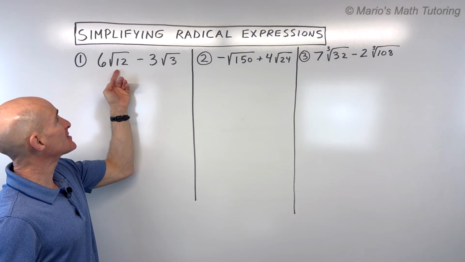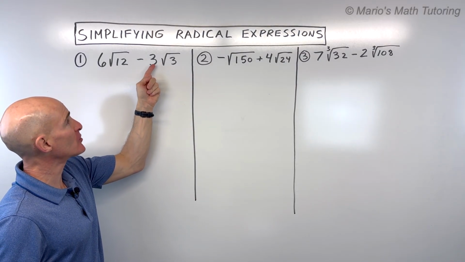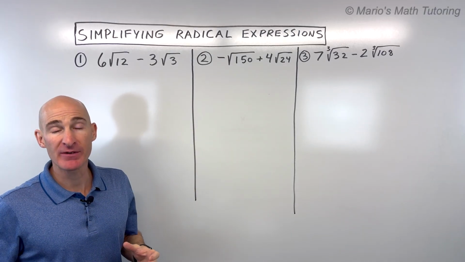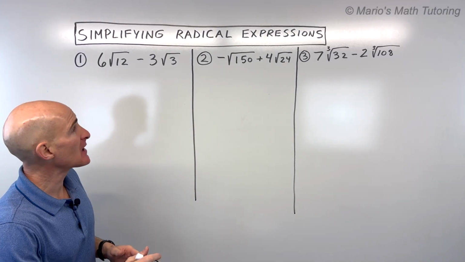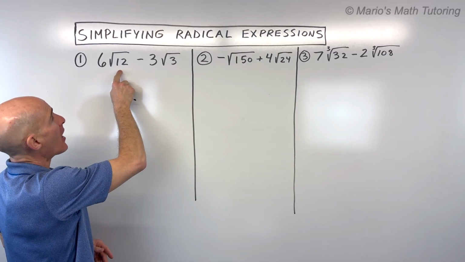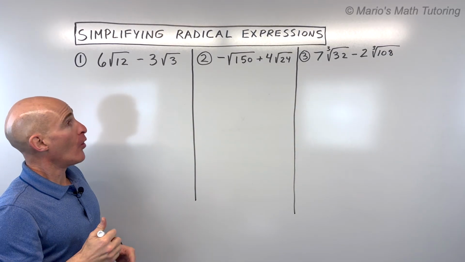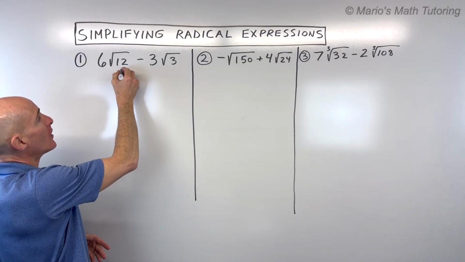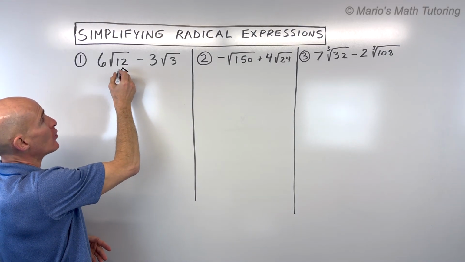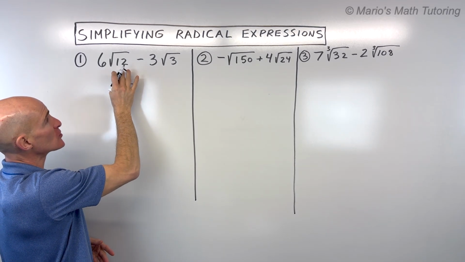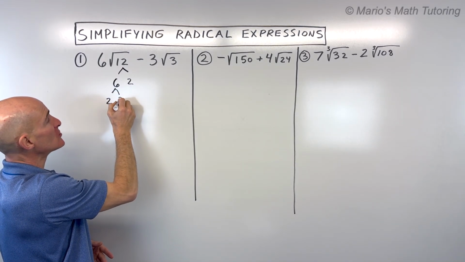We've got 6 square root of 12 minus 3 square root of 3. We want to combine these or simplify them as much as possible. So the first thing I want to do is look at, are there perfect squares that I can divide out of 12? Or another option is you can do a prime factorization tree. You could say, well, what is 12 made up of? Well, it's made up of 6 times 2 is 12, and then 6 is 2 times 3.